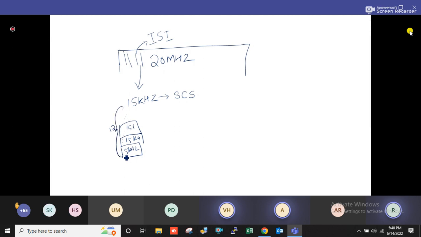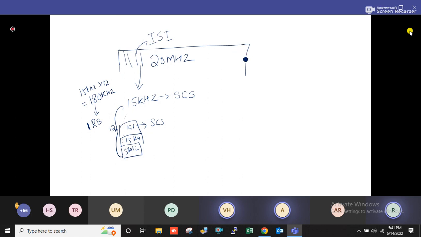So if you group it into 12, how much do you get? 15 kilohertz into 12. How much do you get? We get 180 kilohertz. This is called one resource block. 15 kilohertz is called subcarrier spacing, and 180 kilohertz, because we are putting it into one block, is called one resource block. You are getting my point?